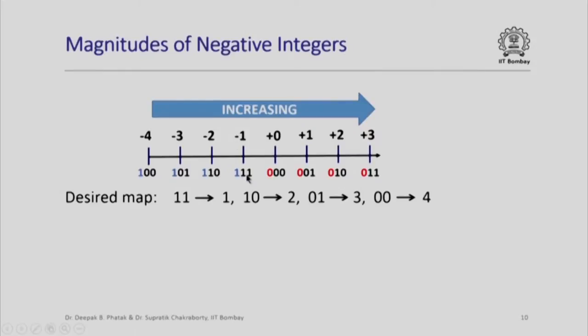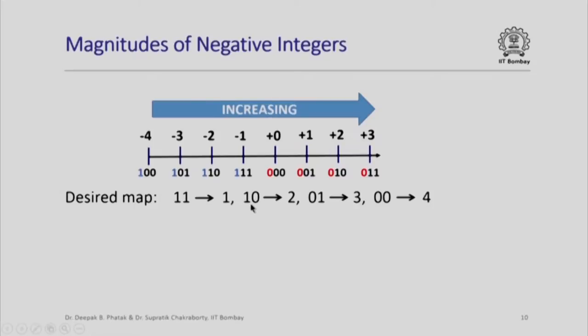So, I want 11 to map to the magnitude 1, 10 to map to the magnitude 2, 01 to map to the magnitude 3, 00 to map to the magnitude 4. While 10 as an unsigned integer does represent 2, 01 as an unsigned integer does not represent 3. Similarly, 11 as an unsigned integer does not represent 1. So, we need to come up with a more sophisticated mapping than just reading off this binary sequence as an unsigned integer.